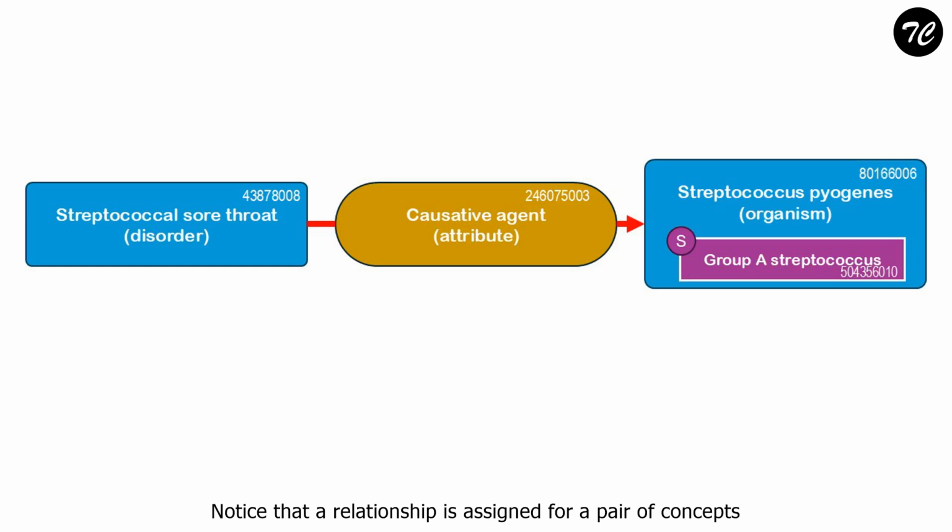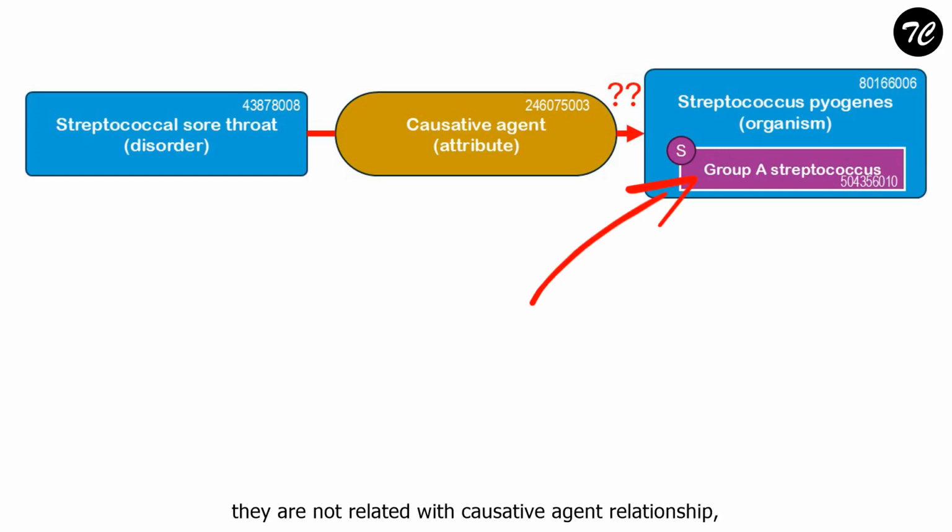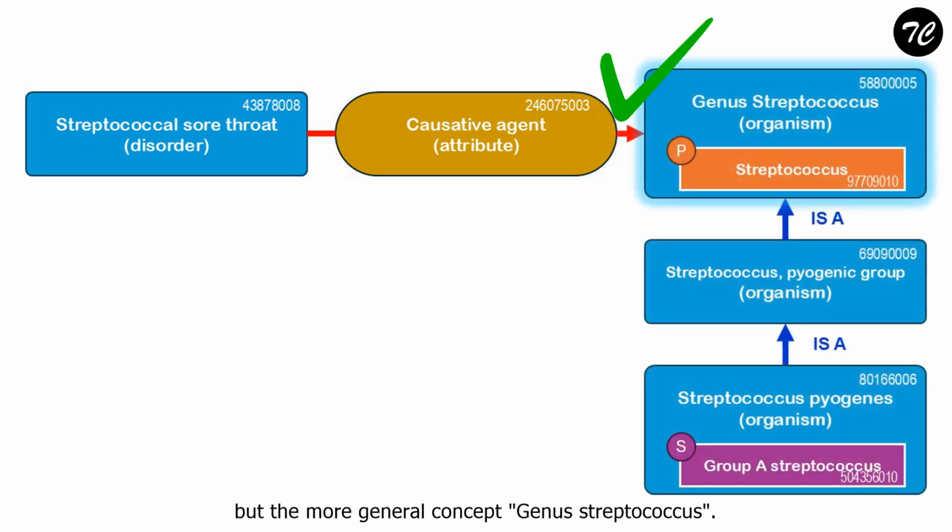Notice that a relationship is assigned for a pair of concepts only when the relationship between them is always true. For example, even though streptococcal sore throat is mostly caused by group A Streptococcus, they are not related with the causative agent relationship, but the more general concept genus Streptococcus is.